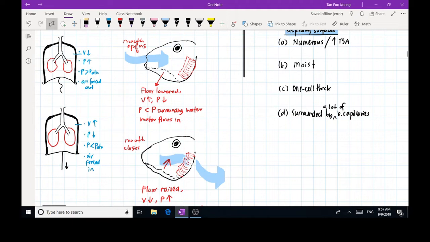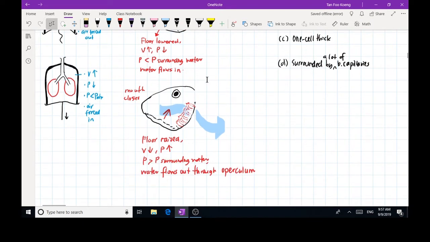During inhalation, first of all, the floor of the buccal cavity is lowered, causing the volume of the buccal cavity to increase. As a result, pressure decreases. So this time the water pressure in the buccal cavity is lower than the external water pressure. So water is actually forced into the buccal cavity.